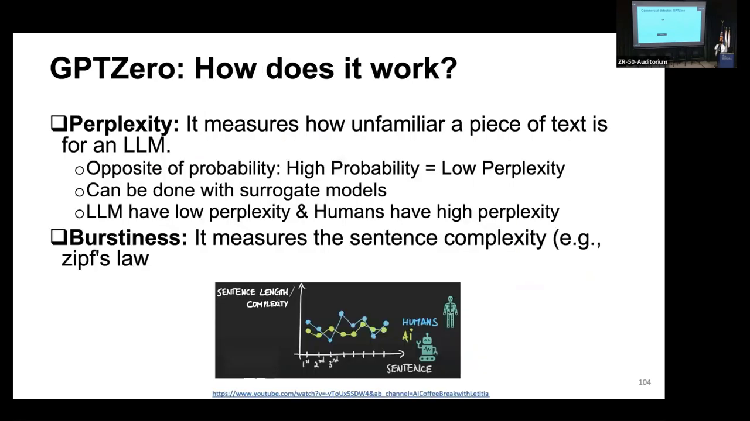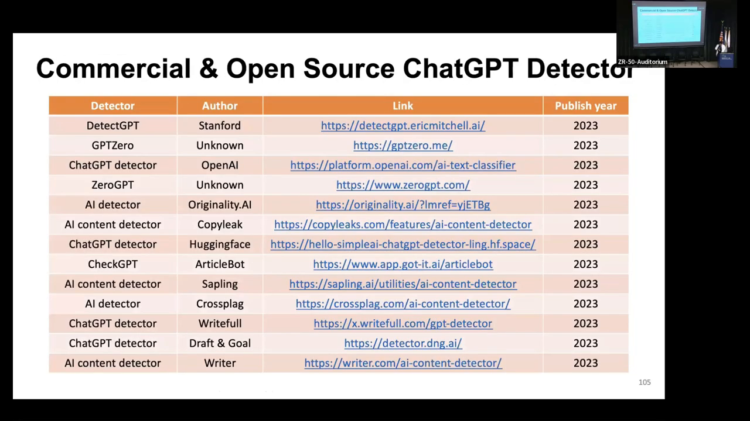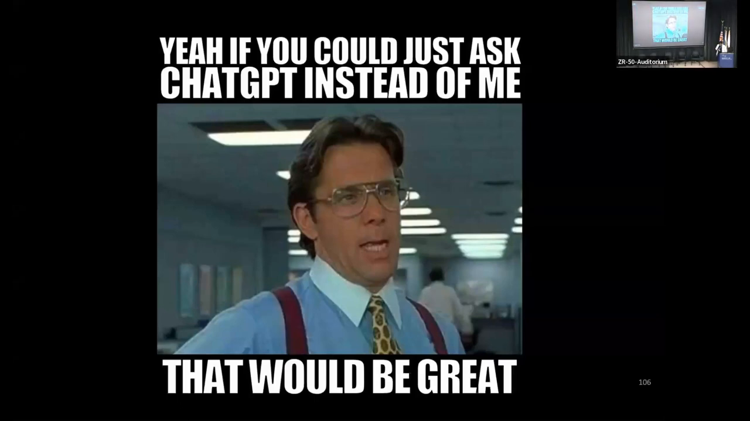This is GPT-0. And the way this GPT-0 works is that it looks at perplexity and burstiness. So perplexity measures how unfamiliar a piece of text is for an LLM. So it means that if the text has high probability, it means that the text is familiar. And then burstiness measures the sentence complexity. So finally, here's a table containing some of the other ones I found. And questions.